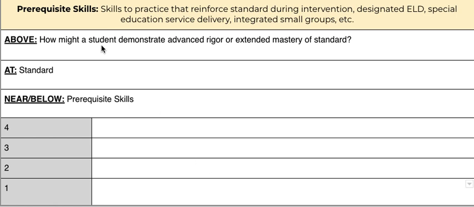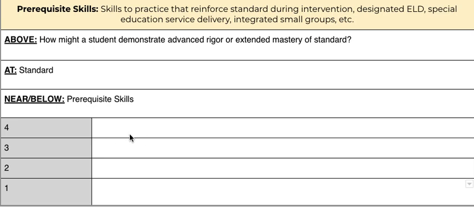The big idea here is these are the prerequisite skills that kids need to have in order to understand the standard itself. So this is not a rubric for standard understanding. This is not just different versions of the standard. These are actually below standard skills, because sometimes we do get kids that need to have a few holes filled in their understanding.